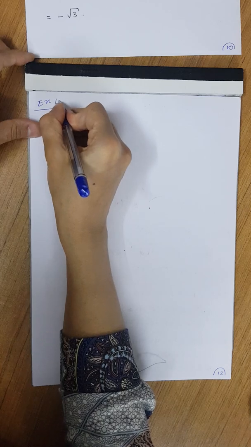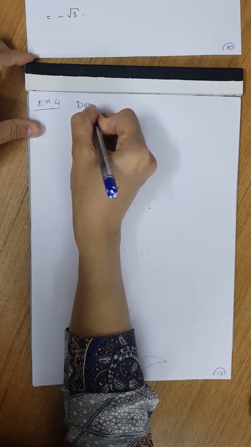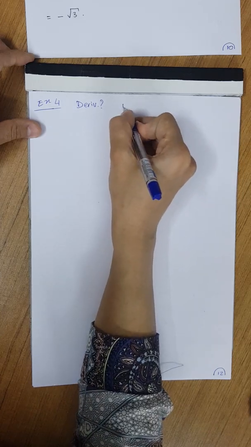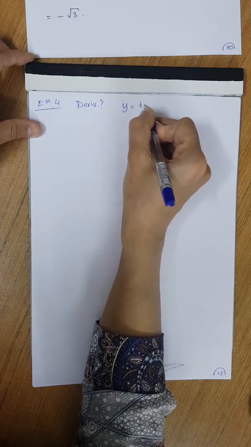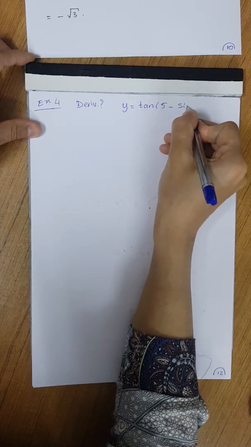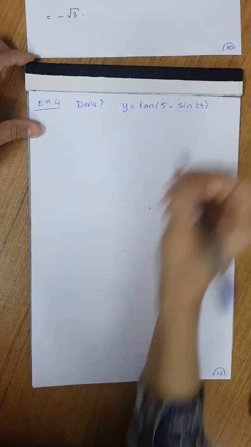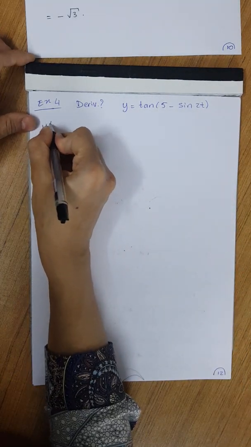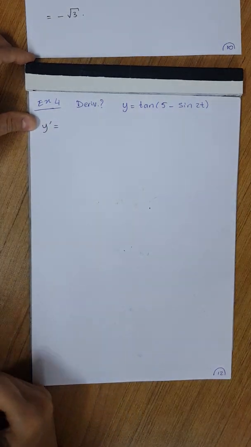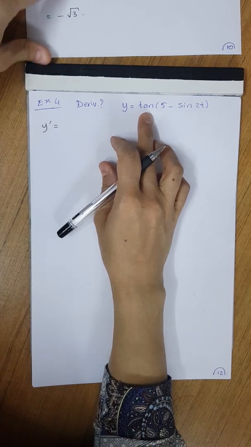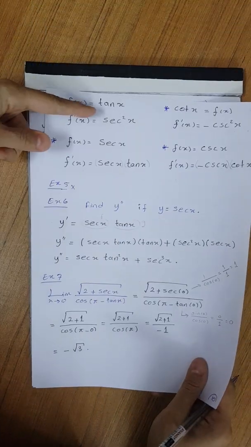Example 4. Again, it is required from us to find the derivative of the function y that's equal to tan of 5 minus sine of 2t. Okay, let's find the derivative of this one. Y prime is equal to what? What is the derivative of tan of x? The derivative of tan is equal to secant squared of x.